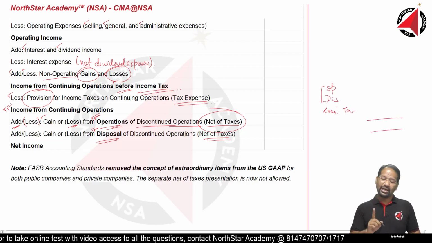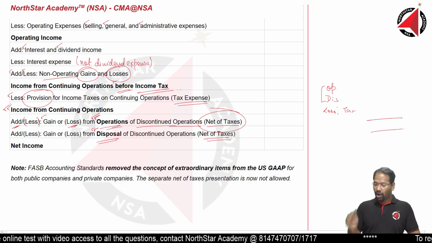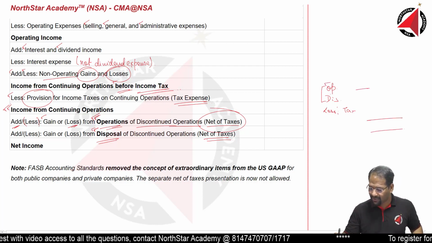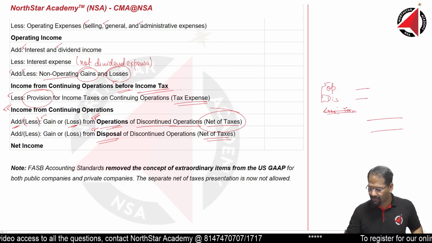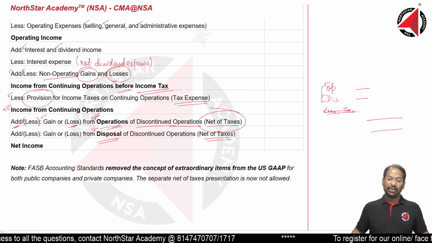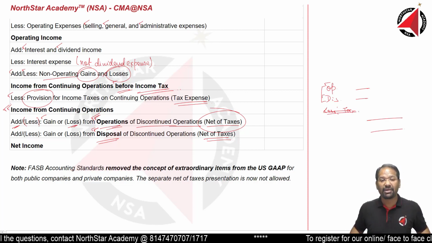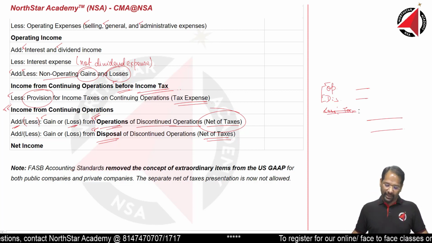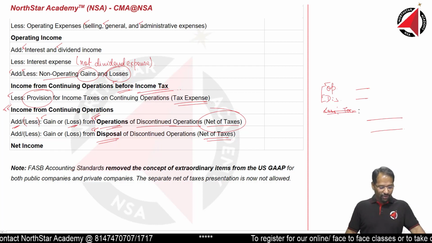So you can show it like this also, or you can show this one only net of tax, then you don't have to show this separately. But remember, gross of tax can never be shown here. Alright, will you remember? Yes, very good.